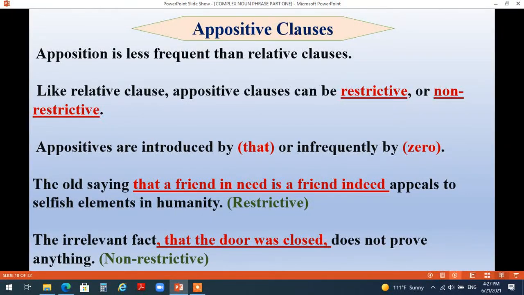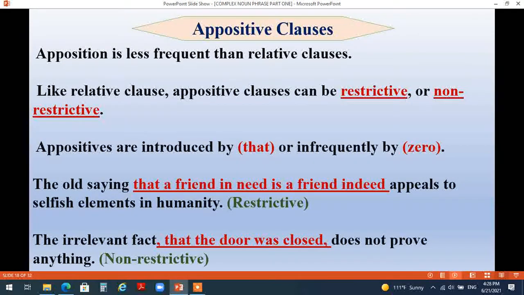The other type of finite clause is called appositive clauses. Apposition is less frequent than relative clauses. إذن تكون الappositive clauses أقل شيوعاً وأقل استخداماً من relative clauses. Like relative clauses, an appositive clause can be restrictive or non-restrictive. أيضاً كما هو الحال في relative clauses in which we have restrictive and non-restrictive، كذلك الحال بالنسبة للappositive clauses. We have the two types. We have restrictive appositive clause, and we can also have non-restrictive appositive clause.